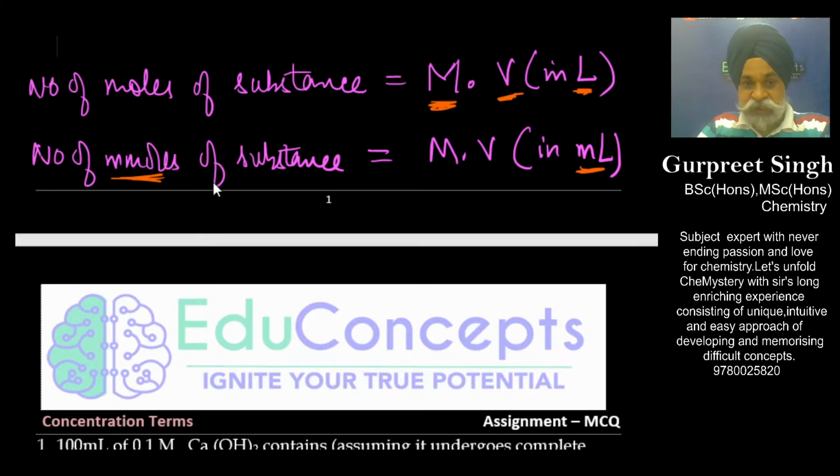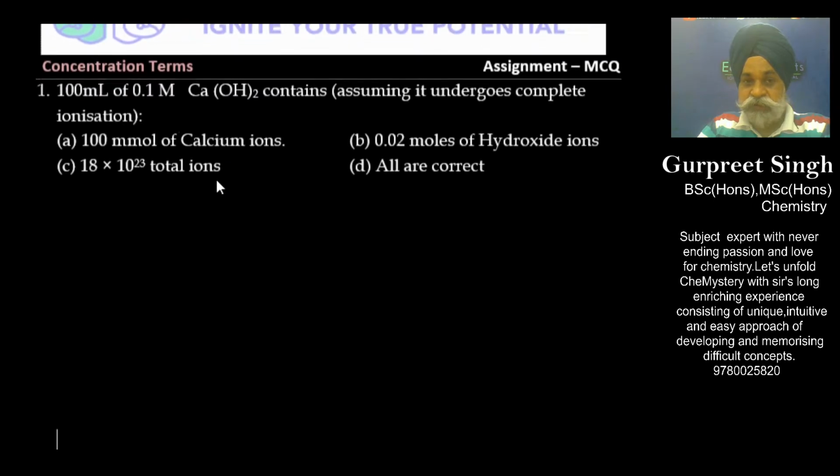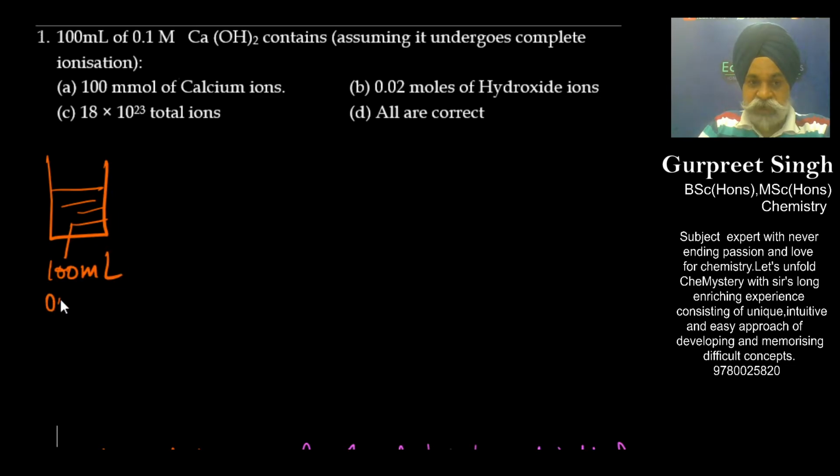Now let us start with the numerical, and then we would address all these concentration terms through the problems, so that would give you a better understanding of the thing. So you are being provided with 100 ml of a solution which is 0.1 molar calcium hydroxide, and it says that it underwent dissociation.